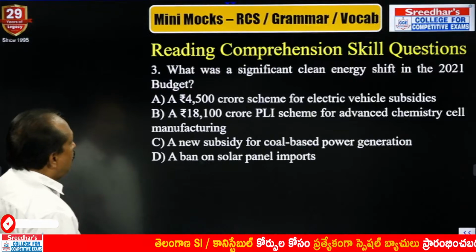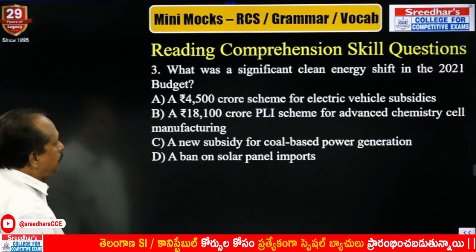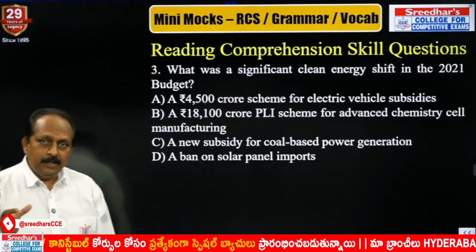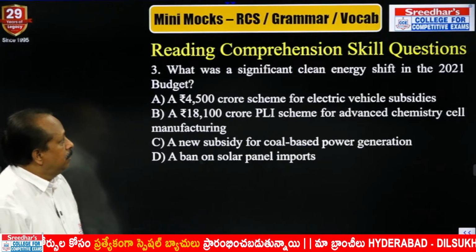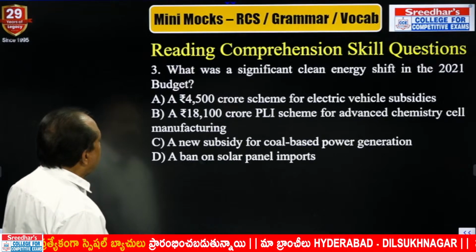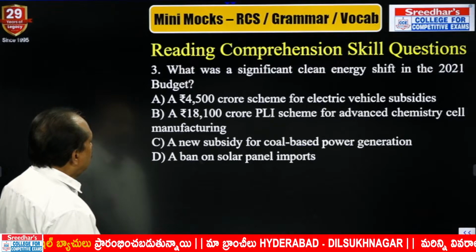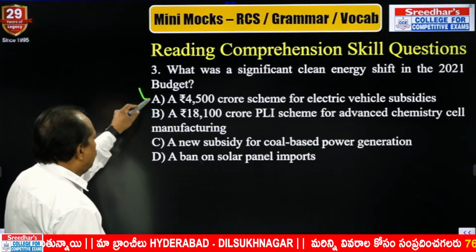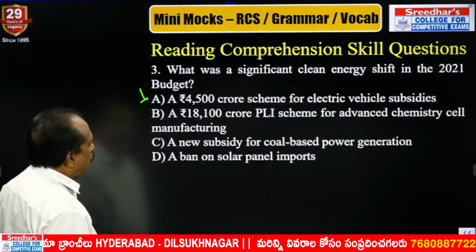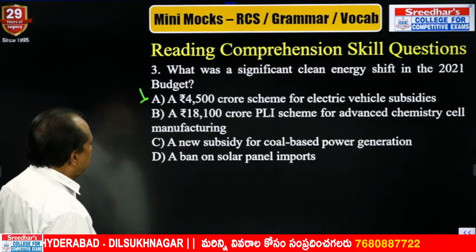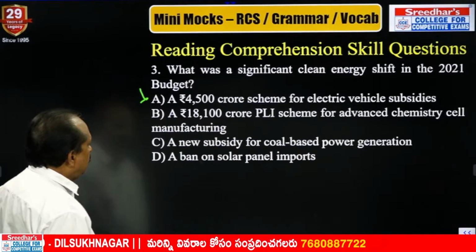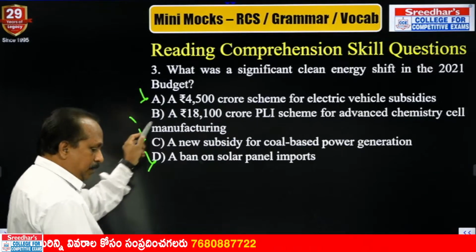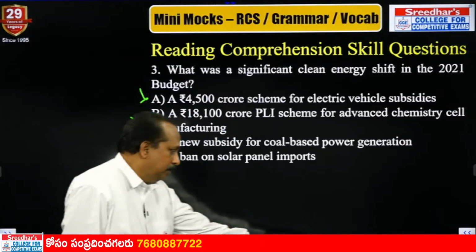What was a significant clean energy shift in the 2021 budget? You have to look at the 2021 budget. A 4,500 crore scheme for electric vehicles, an 18,100 crore PLI scheme for advanced chemistry cell manufacturing, hold this one. New subsidy for coal-based power generation. No. Answer is what? B. Third one also B.